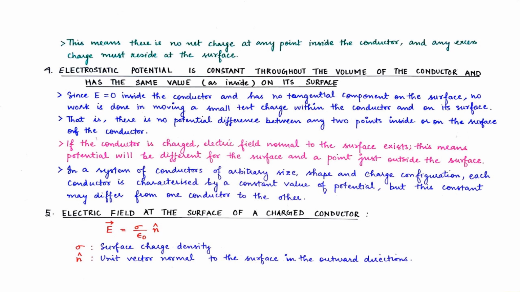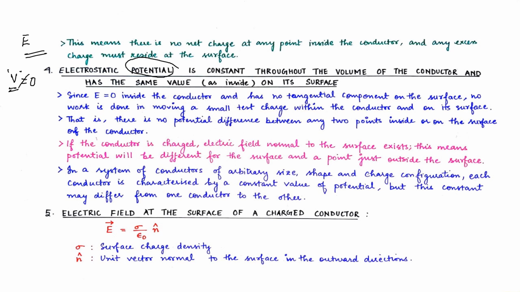Now, electrostatic potential is constant throughout the volume of the conductor and has the same value as inside on its surface. Till this point we were dealing with the electrostatic field. Now we aim at electrostatic potential V. Potential we have studied in the same chapter, chapter number 2, and we have seen potential is not 0 for any given conductor. So how that comes about, we will see in this particular point.